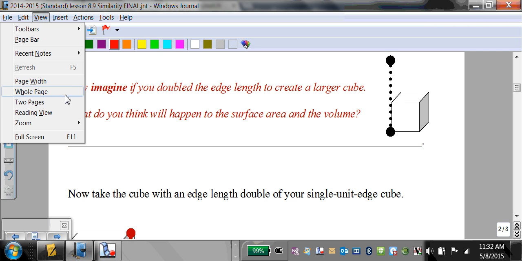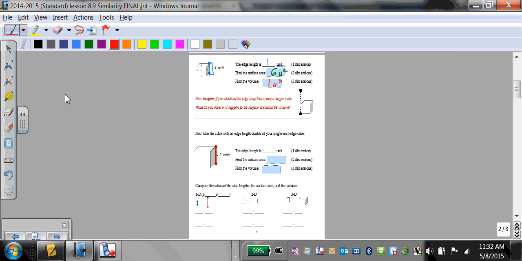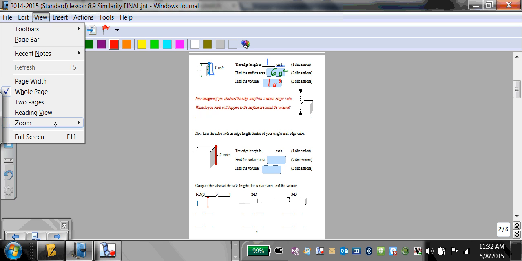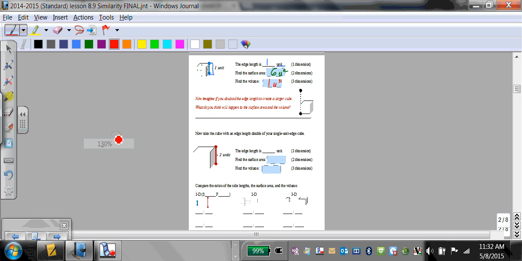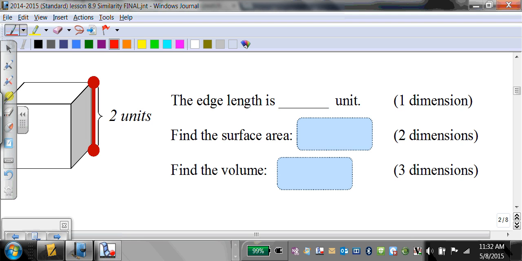Let's go over why. Watch very carefully. Ready? The edge length here. Take a look at the larger cube, please. The edge length, the larger cube. Take a look at that. Okay, so our edge length doubled. That's where we started. So that's 2 units. Now, pass the larger cube off to somebody else.